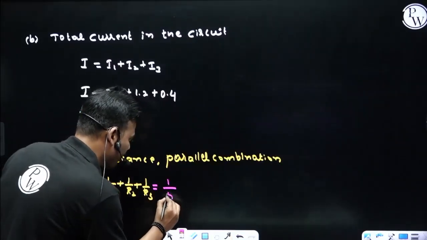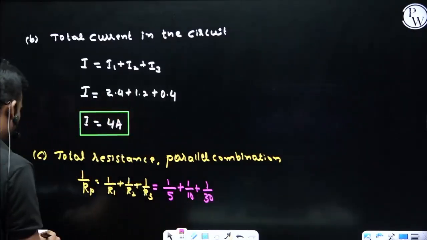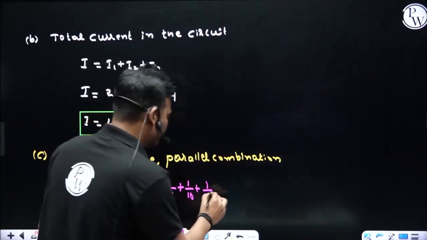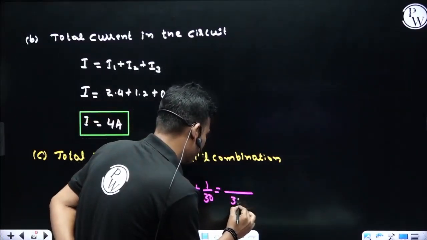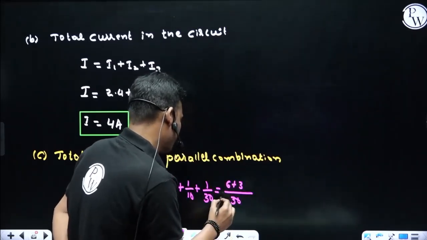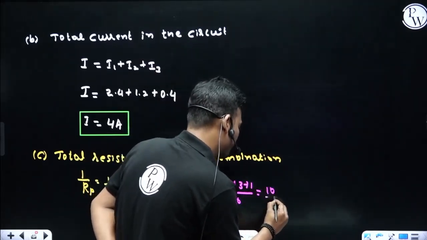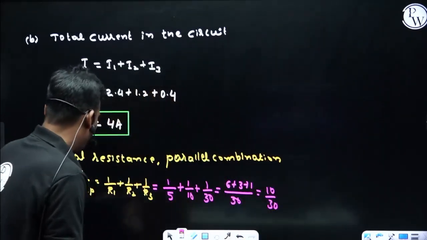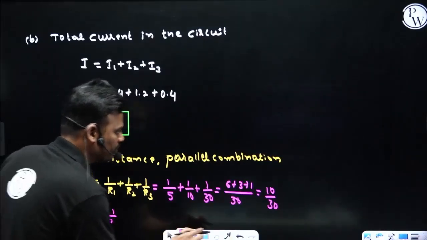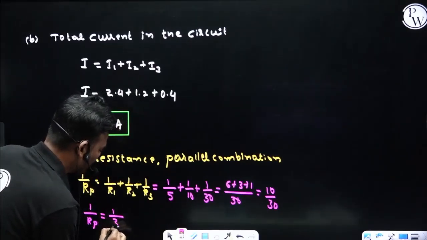1 by 5 plus 1 by 10, 1 by 30. Let's cross check. So 5, 10, 30. Yes. 5, 10, 30. Take the LCM. So if we take LCM 30, this one is 6 plus 3 plus 1. So 6 plus 3, 9, 9 plus 1, 10. 10 divided by 30. Okay. And 1 divided by Rp equals 10 by 30. That is nothing but 1 by 3.